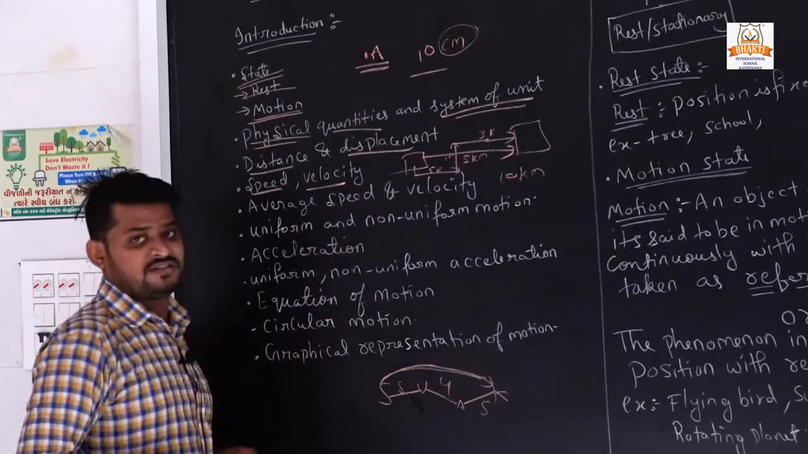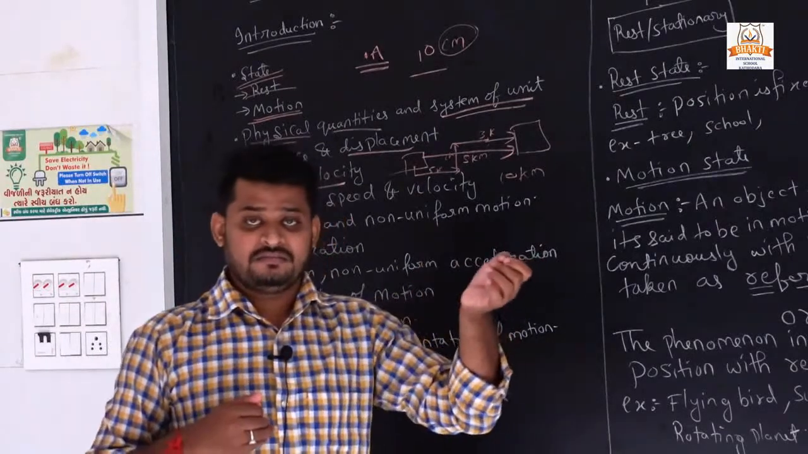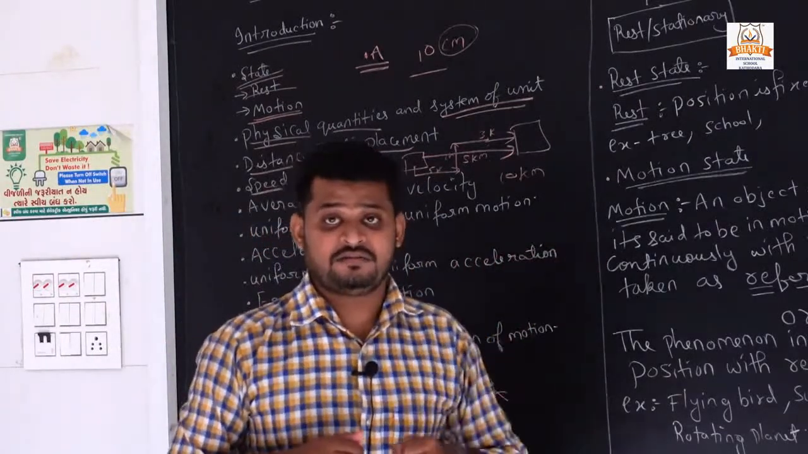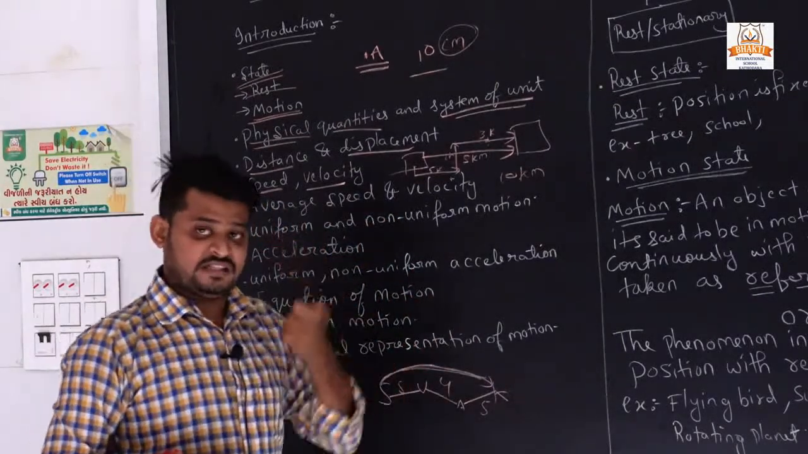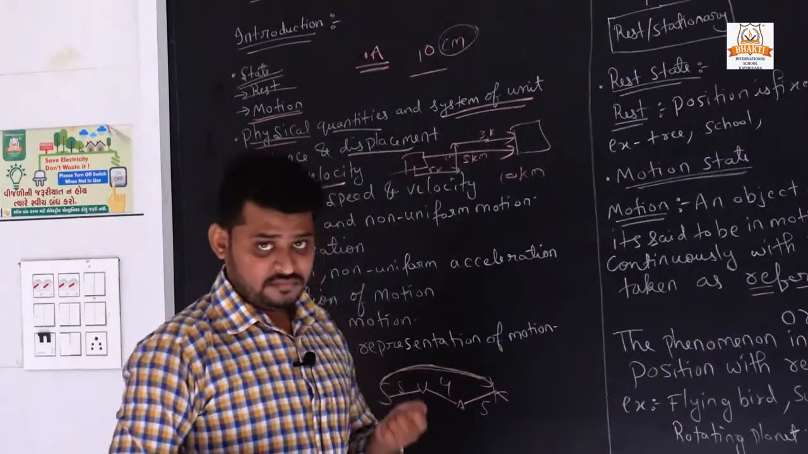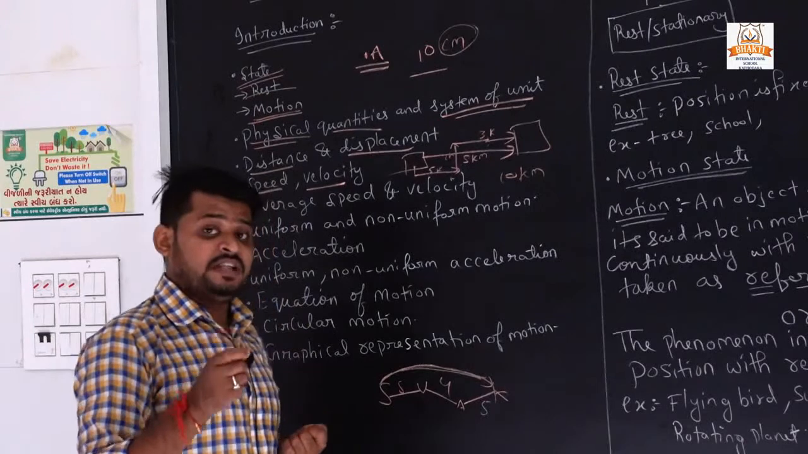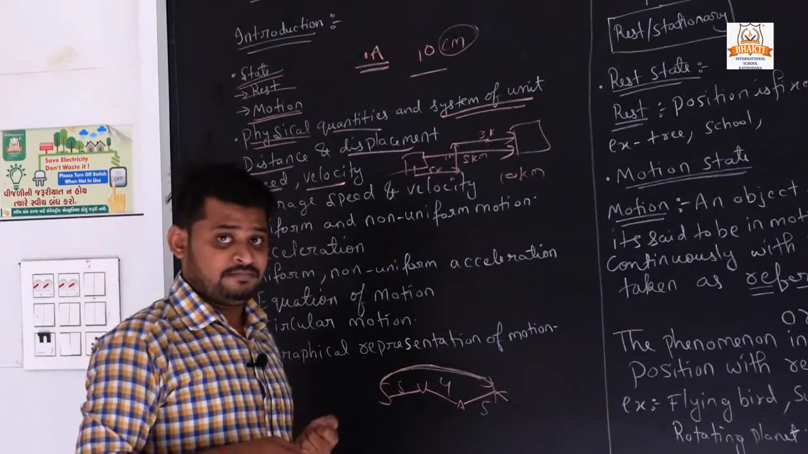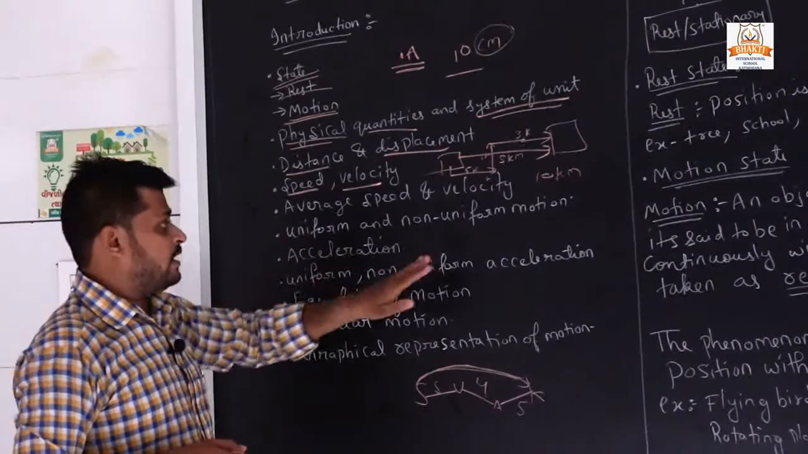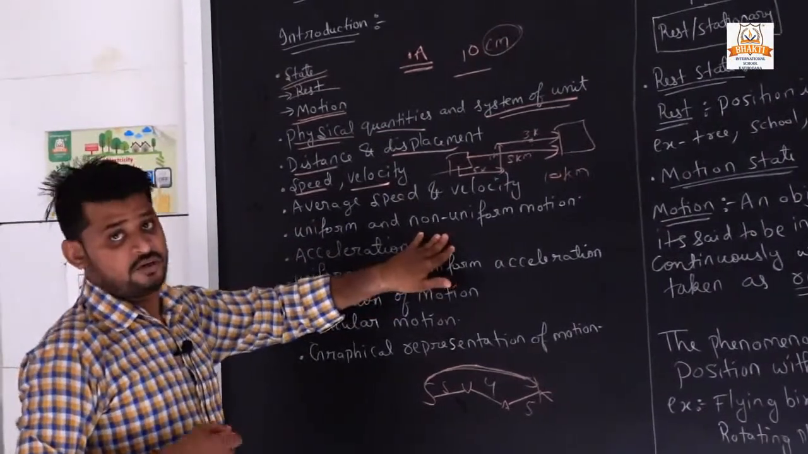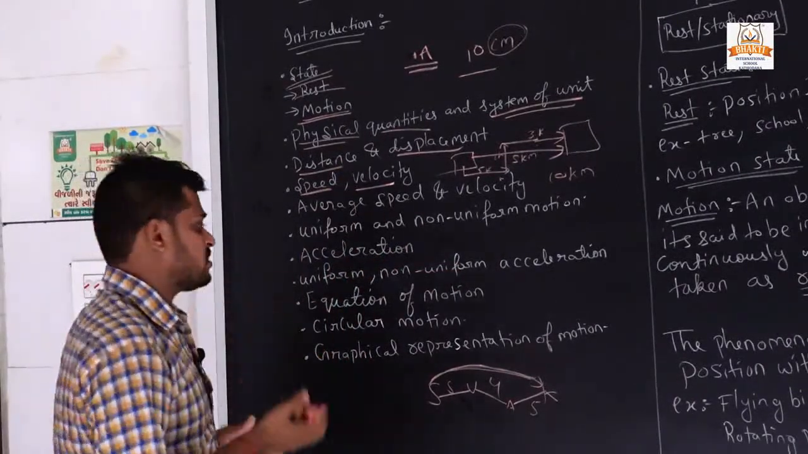Average speed and average velocity: if I change the speed at some interval, every same interval, then it is called average speed. If I change the velocity at the same interval, then it is called average velocity. If the intervals are the same, then it is uniform, and if the intervals are not the same, then it is non-uniform. We will discuss all this deeply in our next video.